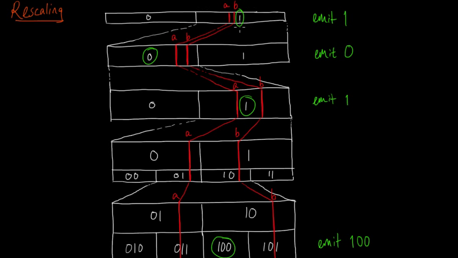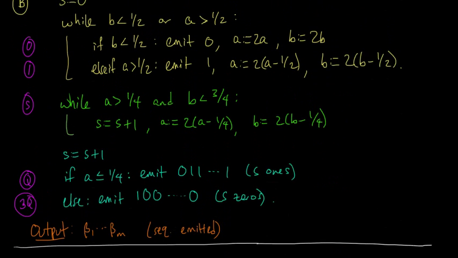If we ended up in the upper half, then we expanded that upper half, and the A and B got moved over here, and so forth. So we had these three different rescaling operations. Either you're in the lower half and you emit 0 and you blow things up, or you're in the upper half and you emit 1 and you blow things up again, or you end up in the middle half and you blow up the middle half. And we used those operations in our algorithm here.